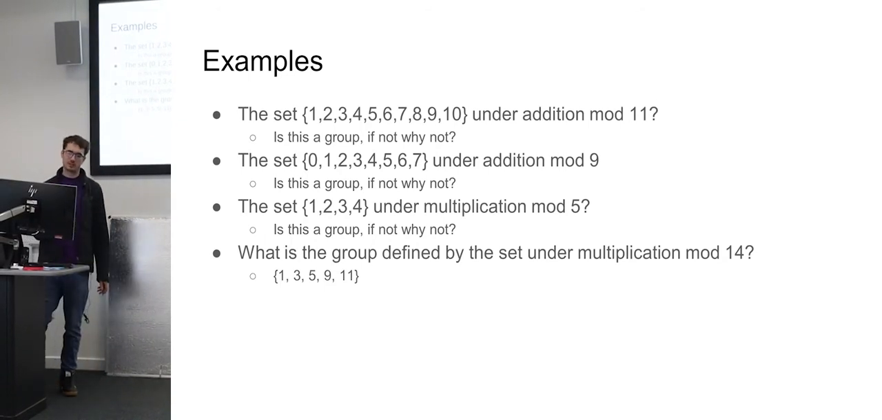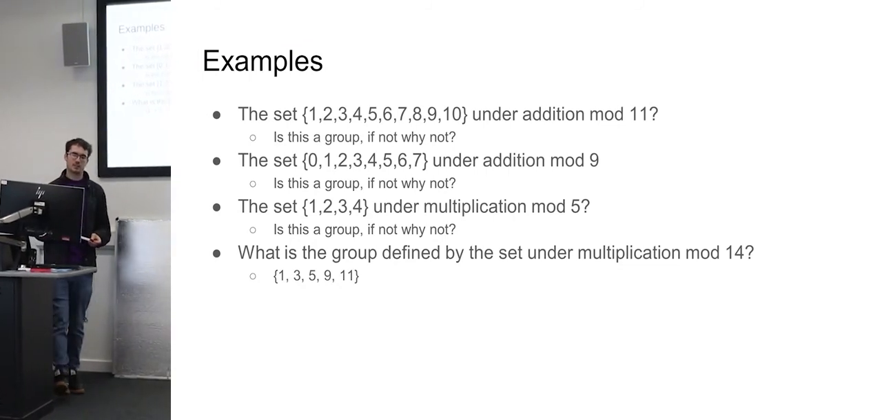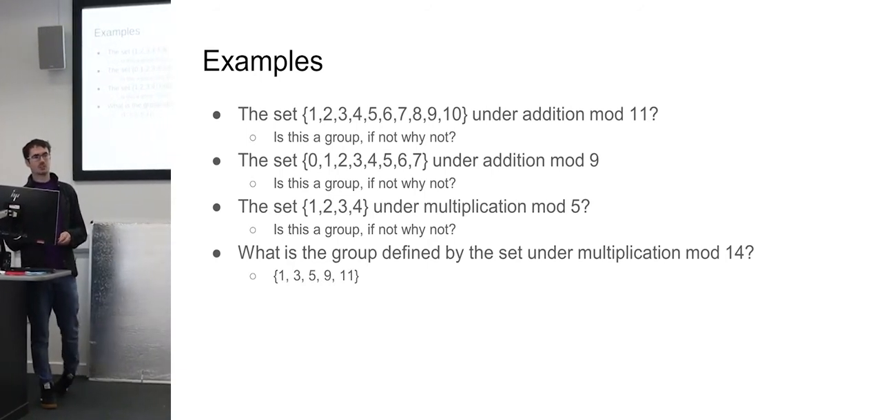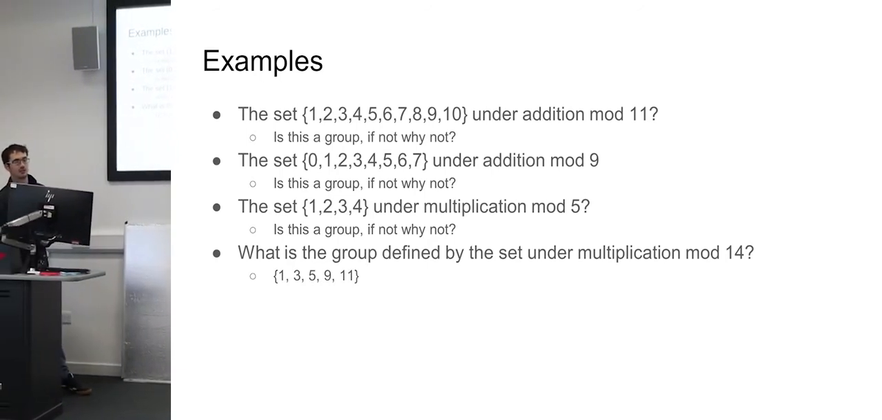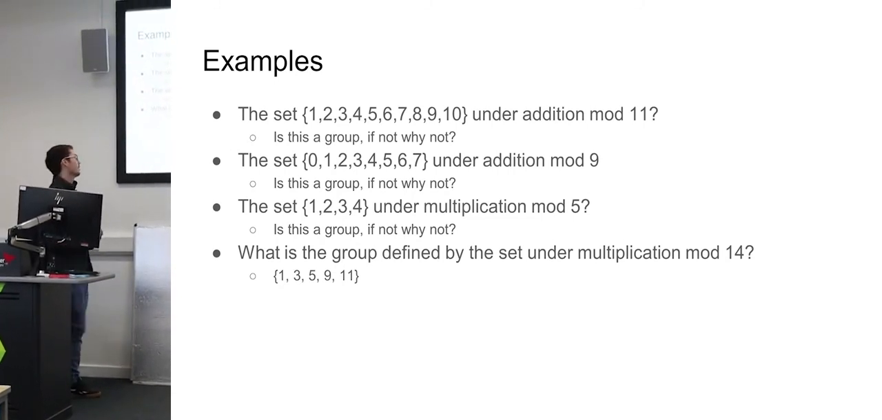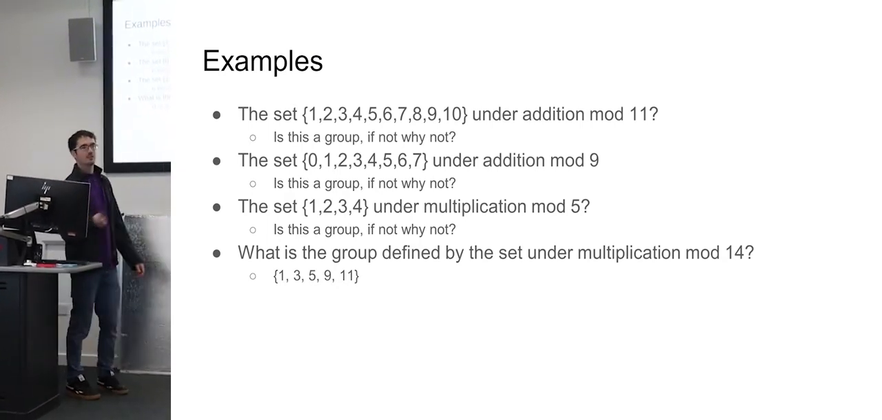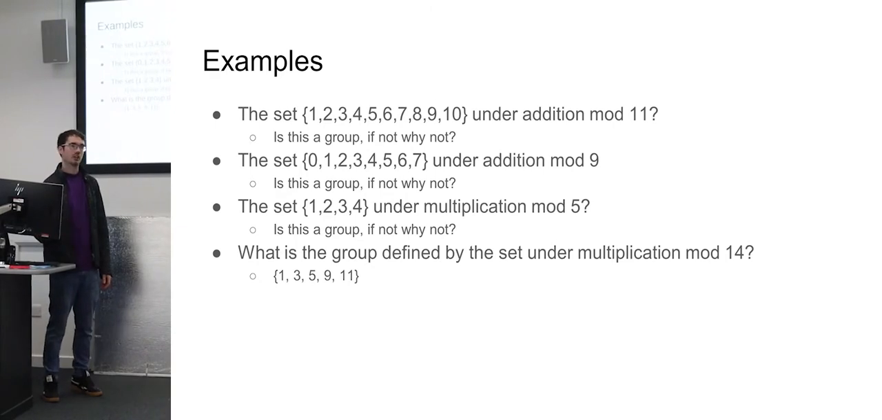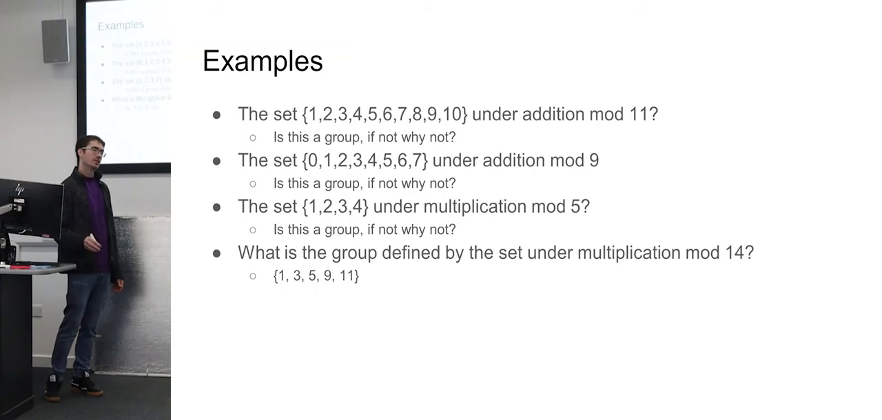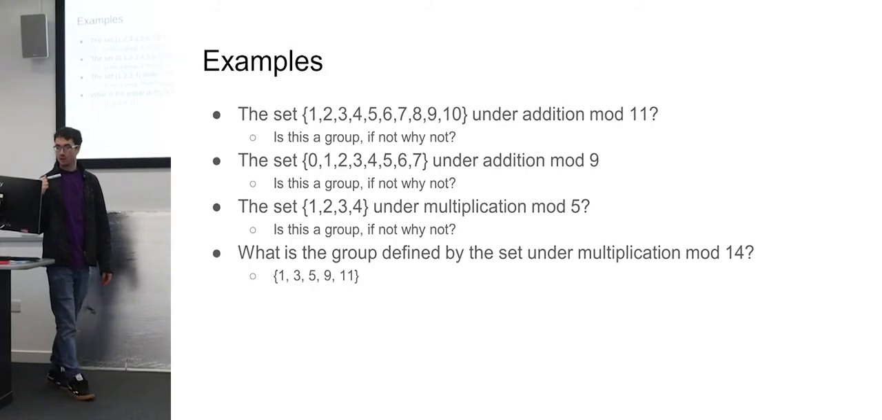Okay, and then this one is a little bit more complicated, maybe too much so, but essentially here, mod 14 multiplication. So I've actually defined it for you. And basically, what we're saying is which numbers less than 14, because mod 14 is going to create a set of numbers less than 14, but then we want to say which numbers can satisfy the group properties under multiplication.